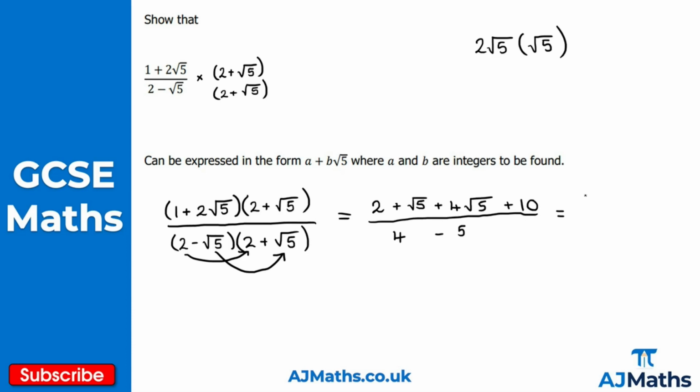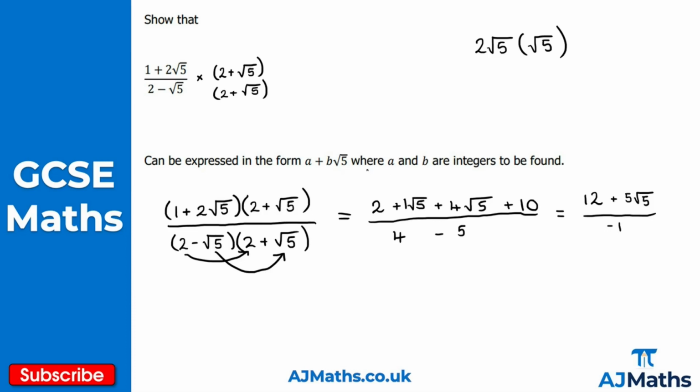So if we simplify individually, starting with the numerator, I've got 2 plus 10, so that's 12. And then I've got root 5 plus 4 root 5. Now in front of this root 5 we don't write it, but there's a 1. I've got 1 lot of root 5 plus another 4 root 5, so in total we have 5 root 5. So that's our numerator simplified. The denominator here is just 4 minus 5, which gives me minus 1.